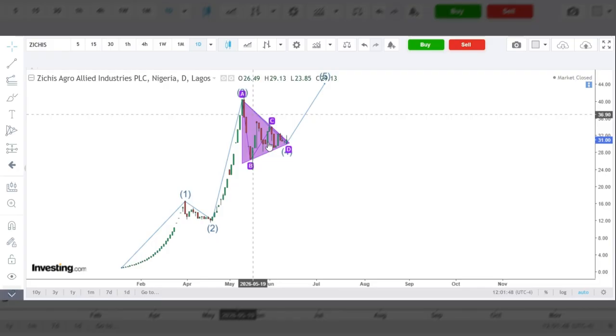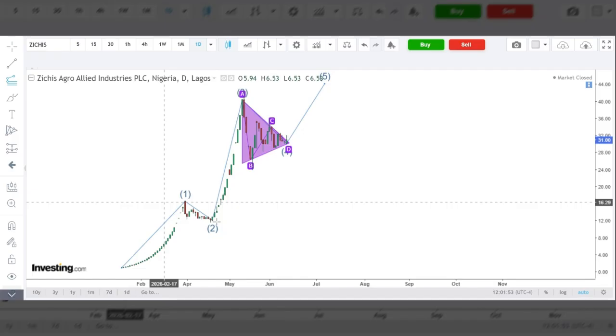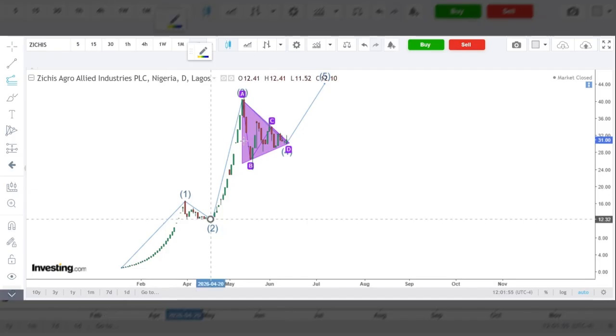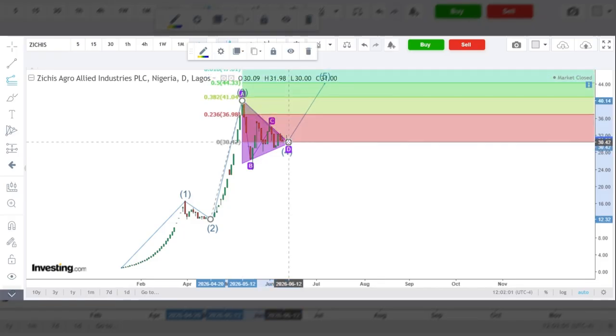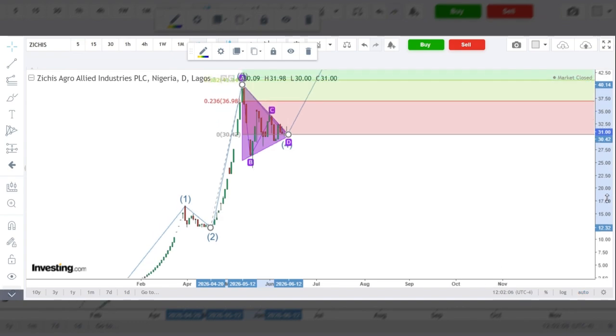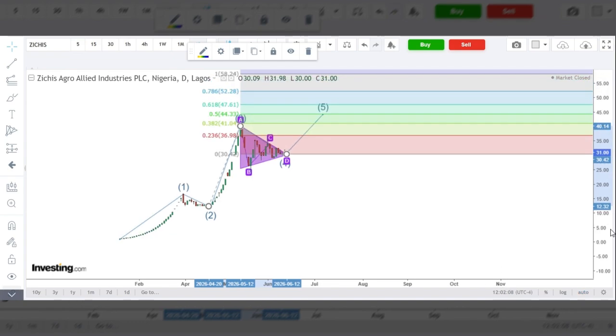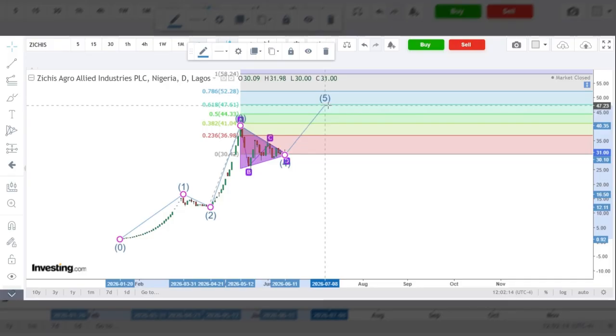Now if we carry our Fibonacci extension, we plot it from the beginning of wave 2 to the ending of wave 3, and then to the ending of wave 4. Ideally, let me zoom this a bit. Sorry. Ideally, wave 5 is supposed to stop at 0.618.